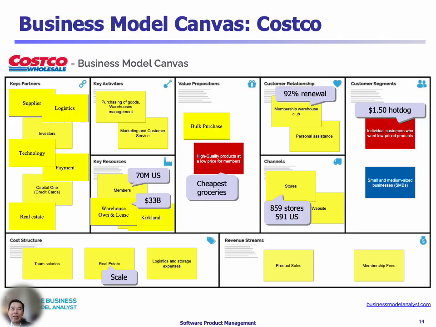So there is a lot of data in here. You can see the key partners are logistics, investors, payment companies, buy now, pay later, and even real estate. And the key resource of its initial money is membership. It has 70 million members in the US, and that gives them $33 billion, from its warehouses that it leases to its franchisees. And the renewal rate of its membership is 92%.